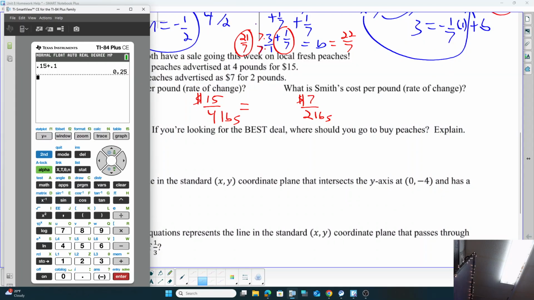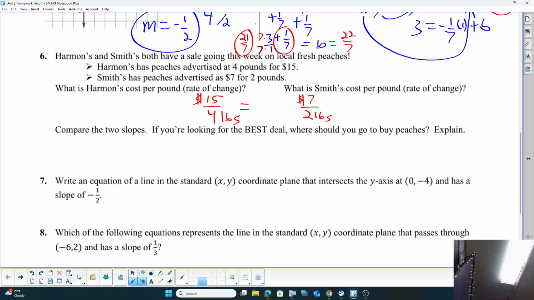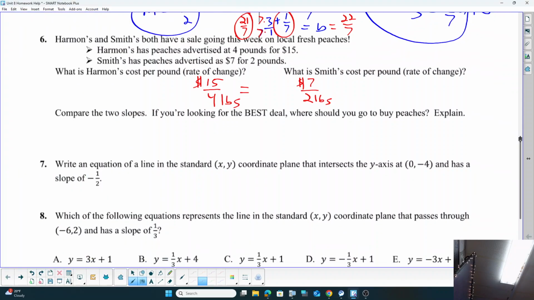So let's see. So 15 divided by 4, that's not even. Let him do it. 7 divided by 2 pounds. Looking cheaper at Smith's. Okay, let's see here. Don't forget to explain.